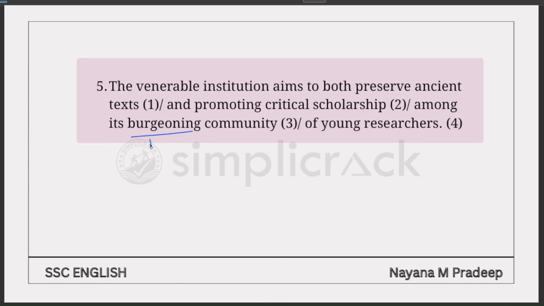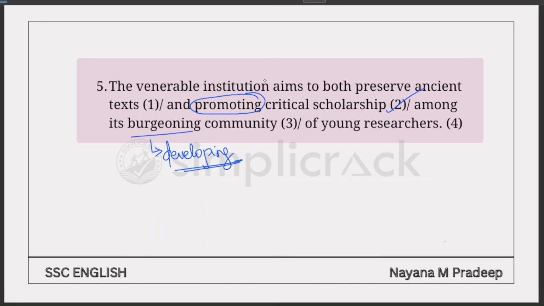Now, burgeoning means developing or emerging or evolving. All these are the meanings of burgeoning. Here, the error is in part 2. Can you tell me what the error is? It is in the use of the ing form of the verb.